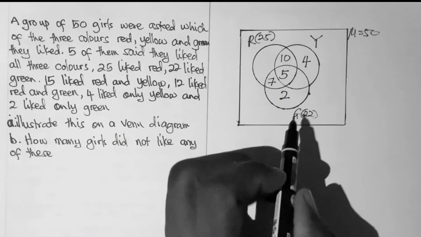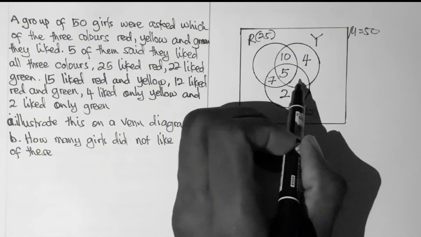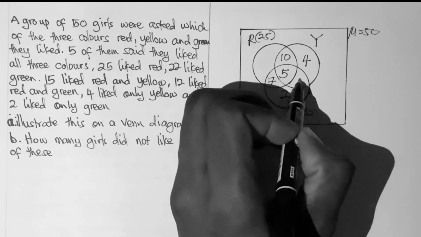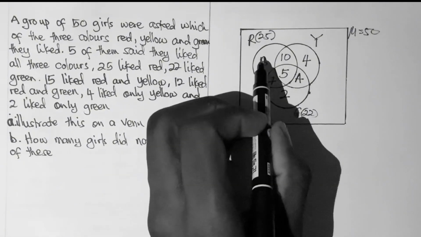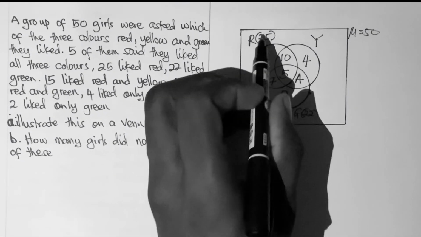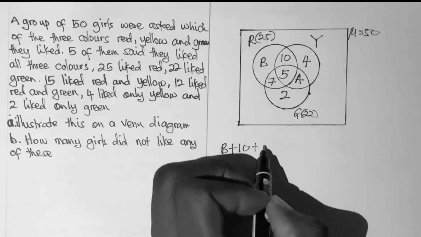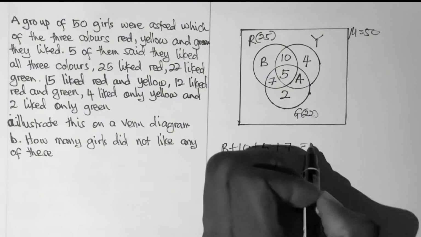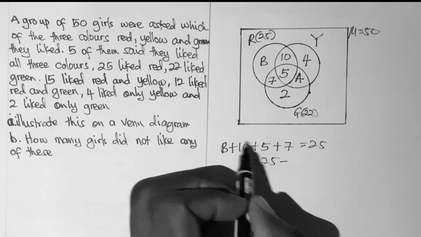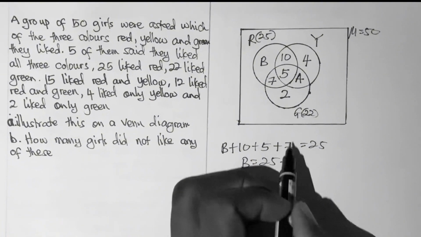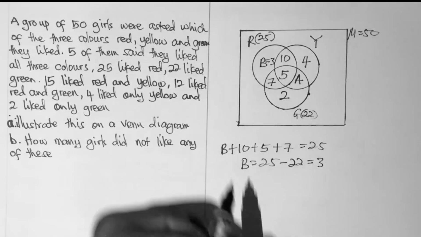So now let's go ahead and find the other components. You see that we don't have this part, so let's represent it with capital A. And we don't also have this part, so let's represent it with capital B. However, we know that the sum of all the members in this region is 25. So it implies that B plus 10 plus 5 plus 7 is equal to 25. So B is equal to 25 minus, 10 plus 5 is 15, 15 plus 7 is 22. And therefore B is equal to 3. So here's B equals 3.